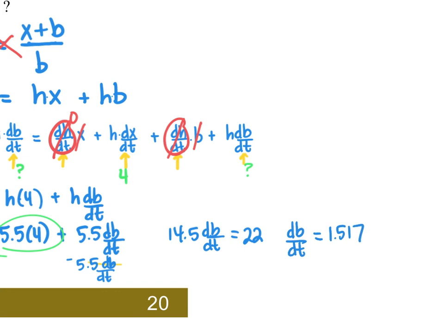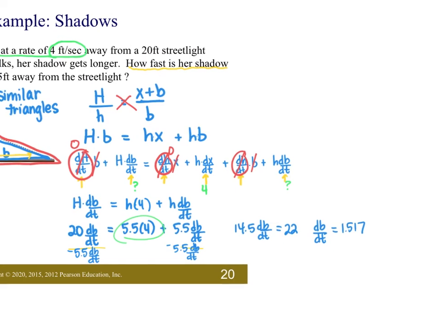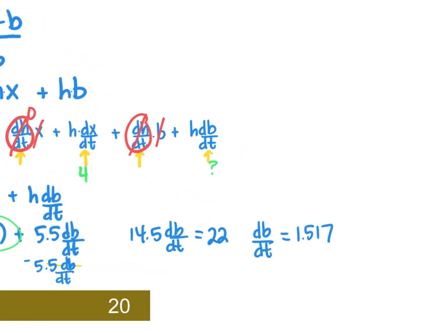And that I can put some units on because b, remember, is the shadow. The shadow is measured in feet and the time is measured in seconds.